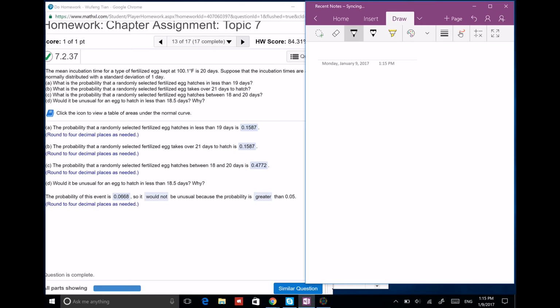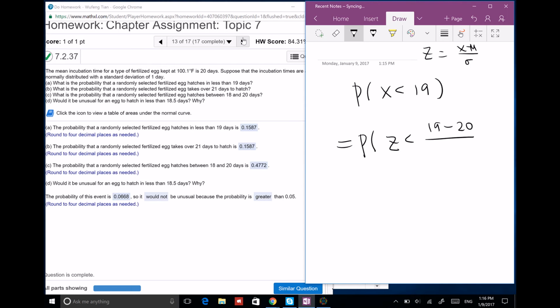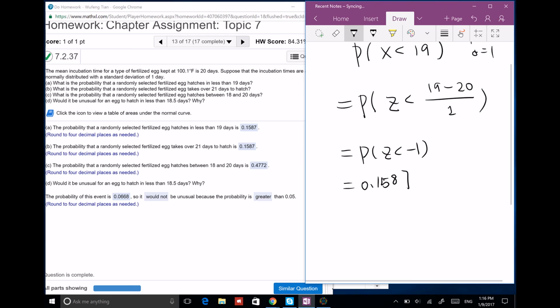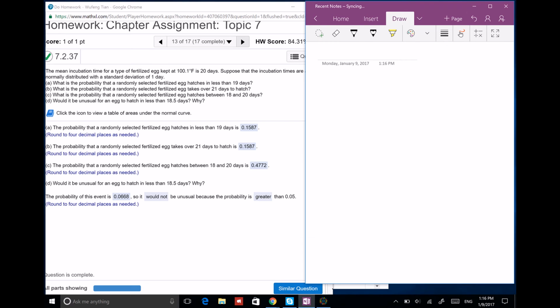Alright, so this is pretty much the exact same idea as the previous problem. The first one is asking for x less than 19. So convert the normal distribution into a standard normal distribution. I would do z less than 19 minus mu. Mu is 20. Z is x minus mu over sigma. Given mu is 20, sigma given to you is 1. So the answer is the probability z less than -1. The answer is 0.1587.